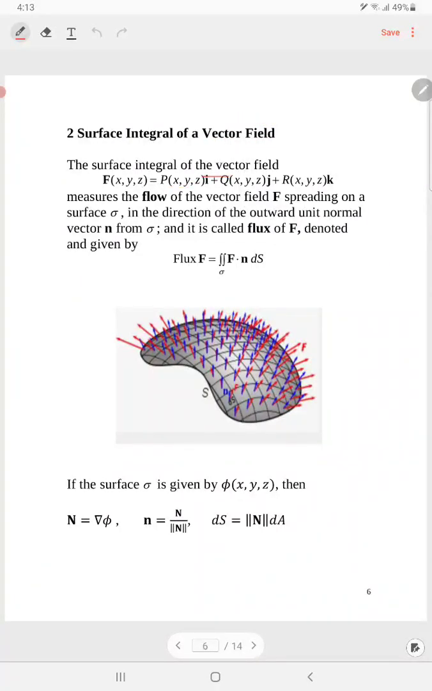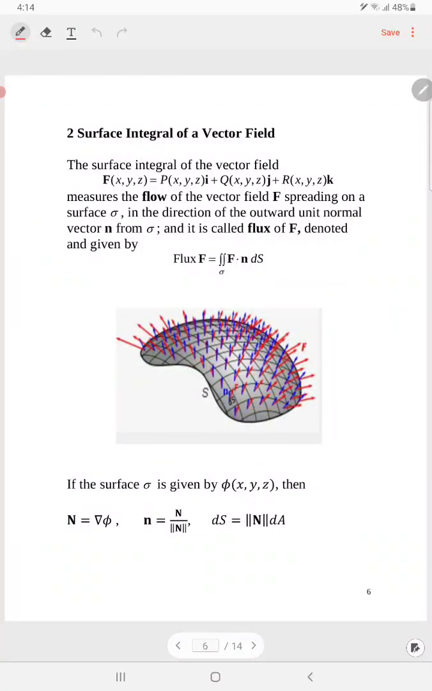The surface integral of a vector field F measures the flow of the vector field F spreading on a surface sigma in the direction of the outward unit normal vector n from surface sigma, and it is called the flux of F, denoted by the integral of F dot unit normal vector over surface sigma. So the flux of F measures the flow of the vector field when it goes through the surface sigma.